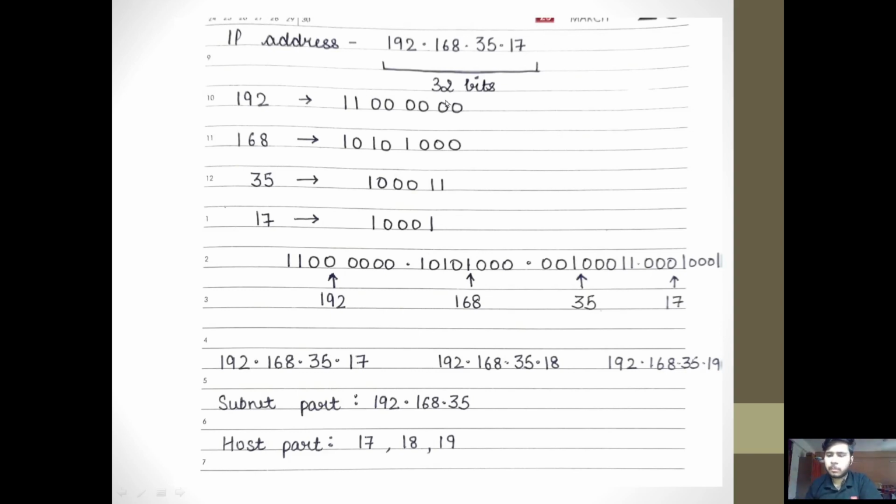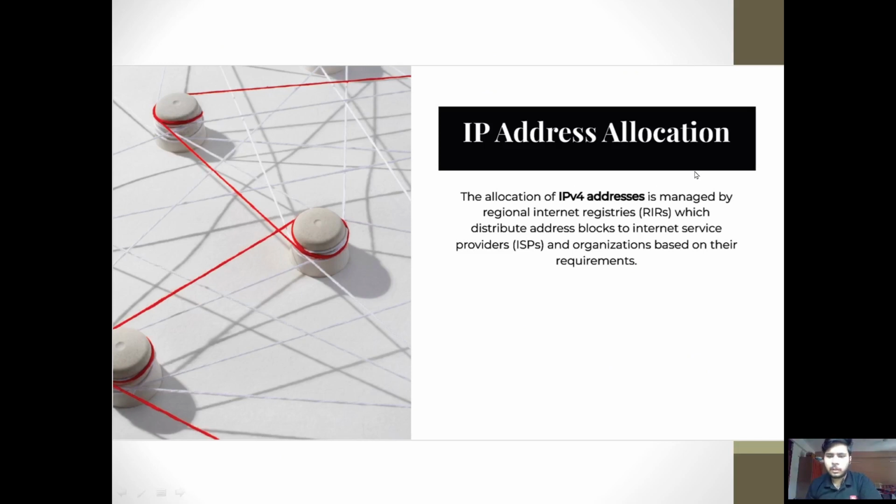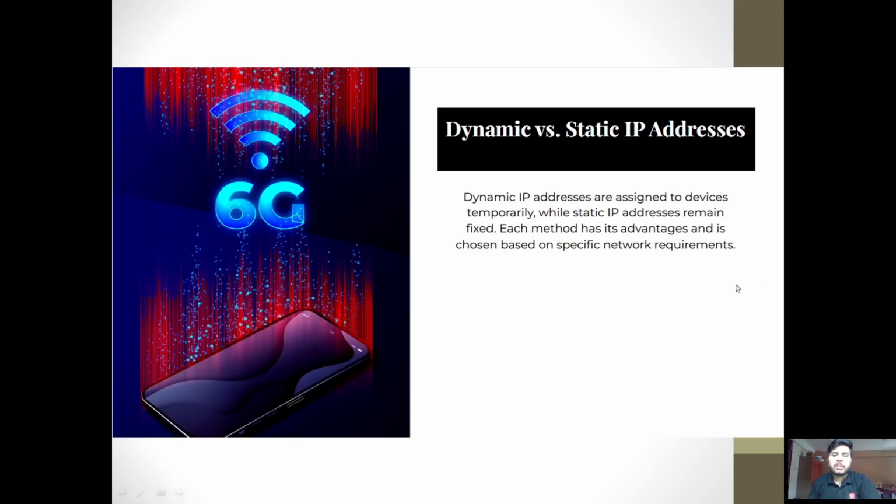Then we move on to the next slide. The IP address is a location. IP addresses are managed by regional internet registries (RIRs), which distribute different address blocks to ISPs, internet service providers, and organizations based on their requirements. Then there are dynamic and static IP addresses. Dynamic addresses are assigned to each device temporarily by DHCP, while static IP addresses remain fixed, and these can be defined by the user, but they remain fixed for a long period of time.